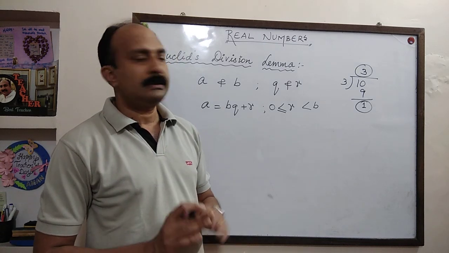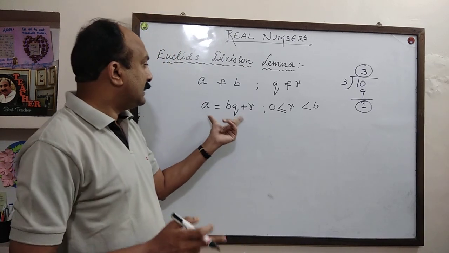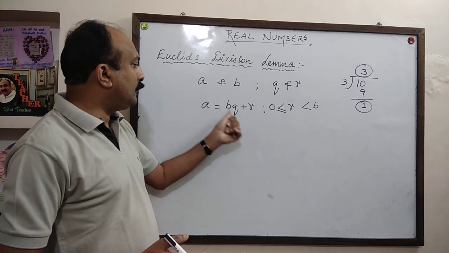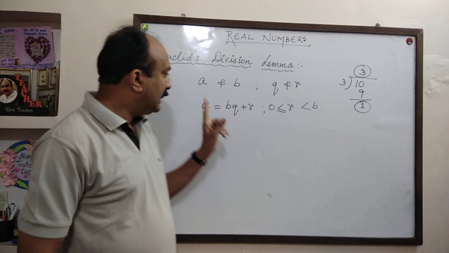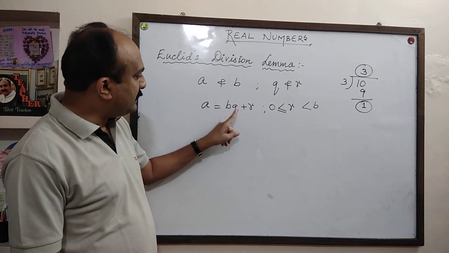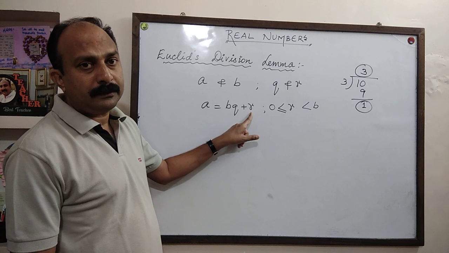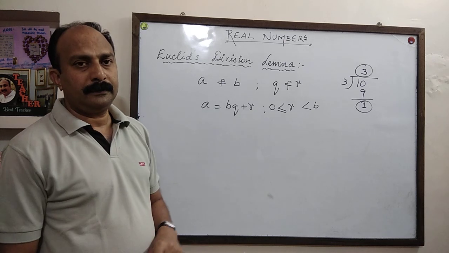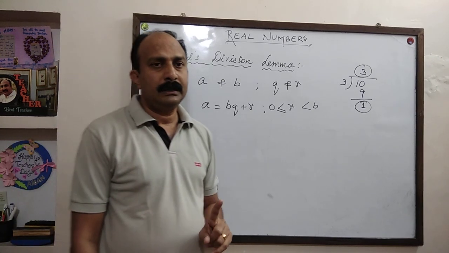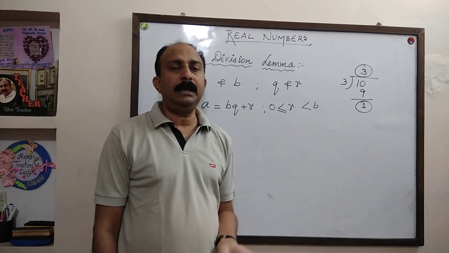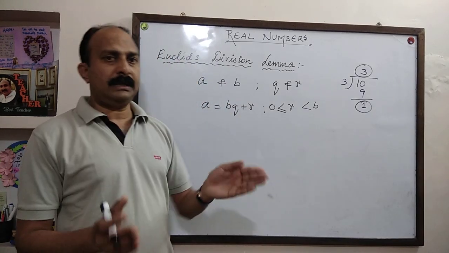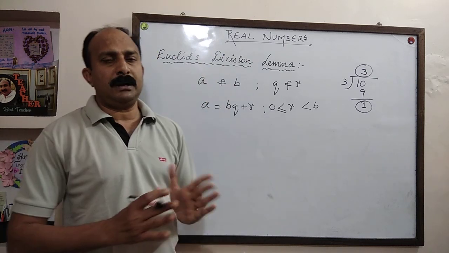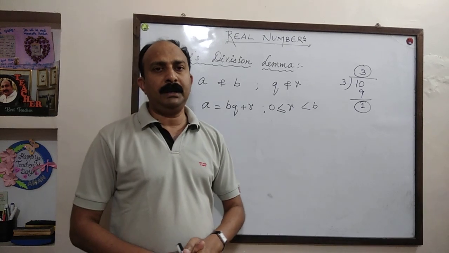That's all. So simply, this a, b, q and r will satisfy this condition. a is equal to bq plus r, means dividend is equal to divisor into quotient plus remainder. 10 is equal to 3 into 3 plus 1. Did you understand? This is what you have learned maybe in class 4. Now the same thing is given in the form of a theorem, and the name of the theorem is Euclid's division lemma. So now in simple words I may repeat it again.